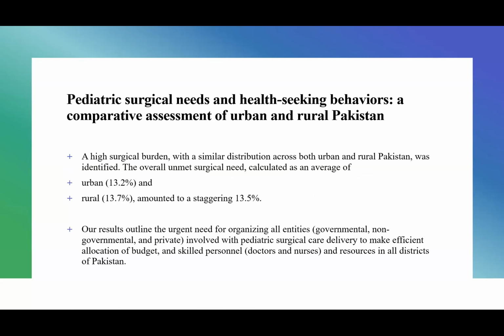What we found in that study is a high surgical burden with a similar distribution across both urban and rural Pakistan, and the overall unmet surgical need was calculated at an average of 13.2% in the urban population and 13.7% in the rural population. Our results outlined the urgent need of organizing all entities, that is government, non-government, and private, involved with pediatric surgical care delivery to make efficient allocation of budget and skilled personnel resources in all districts of Pakistan.